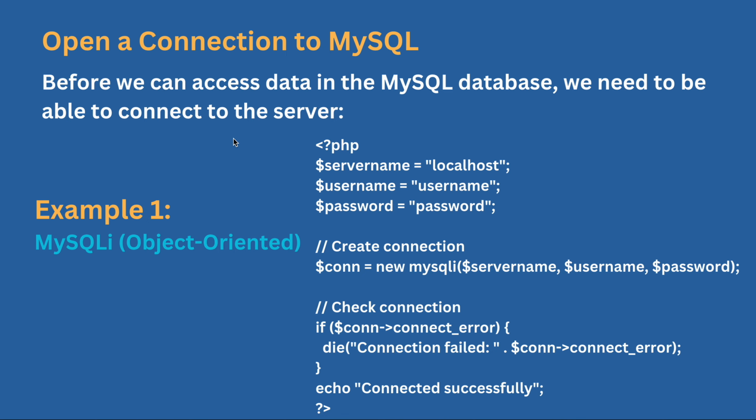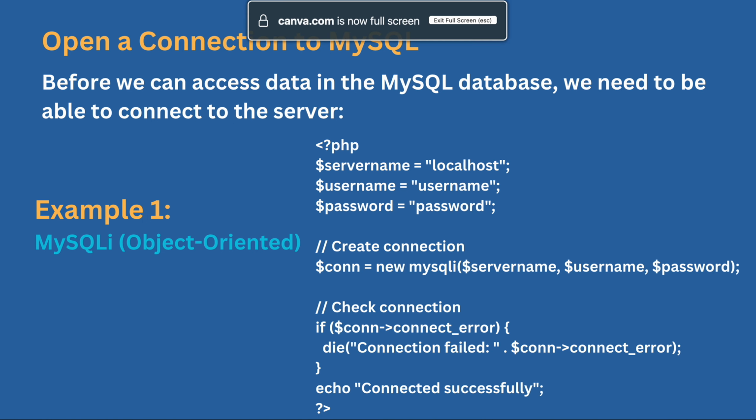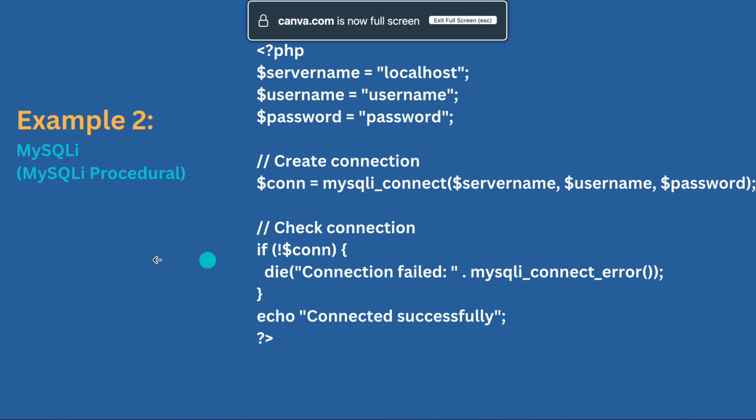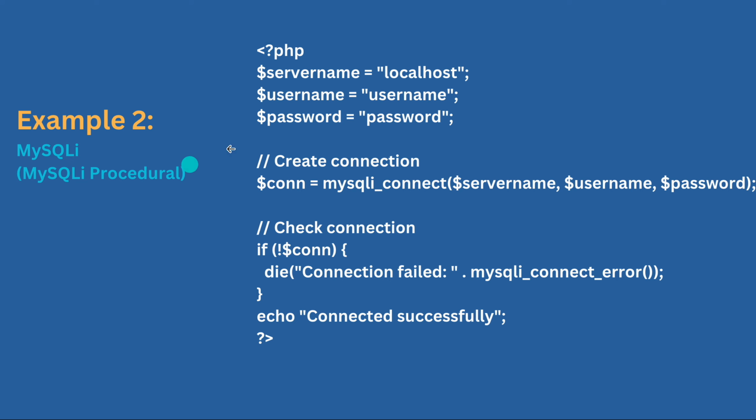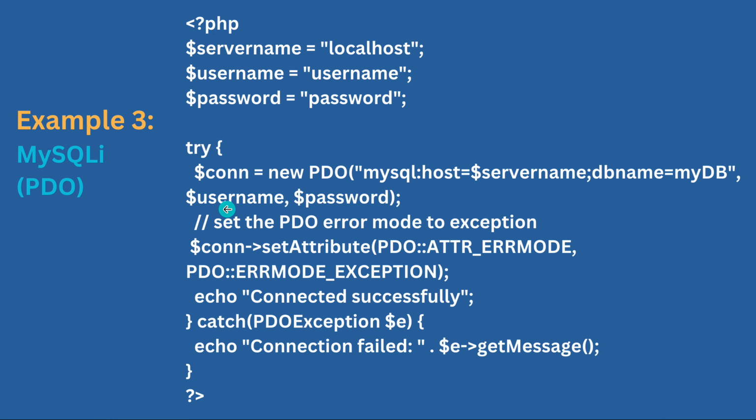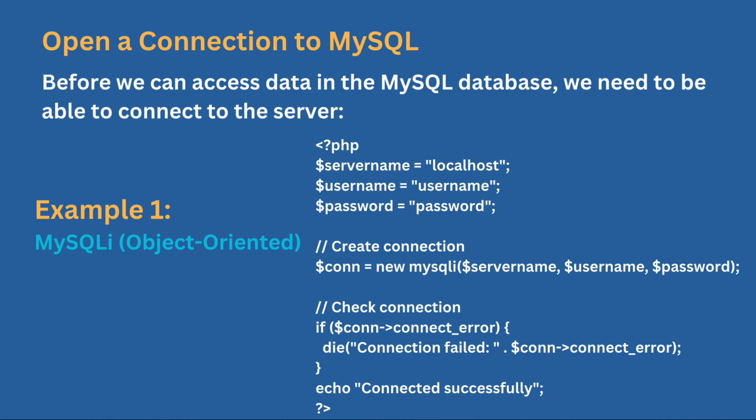So there are three approaches. MySQLi offers two ways. One is the object oriented approach, another is procedural, that's this one. This is the old style, and third is PDO. We'll see all three ways how we can connect with our database. Okay guys?